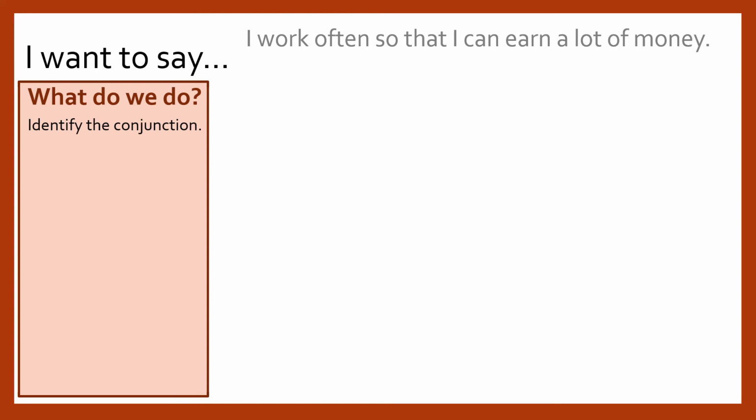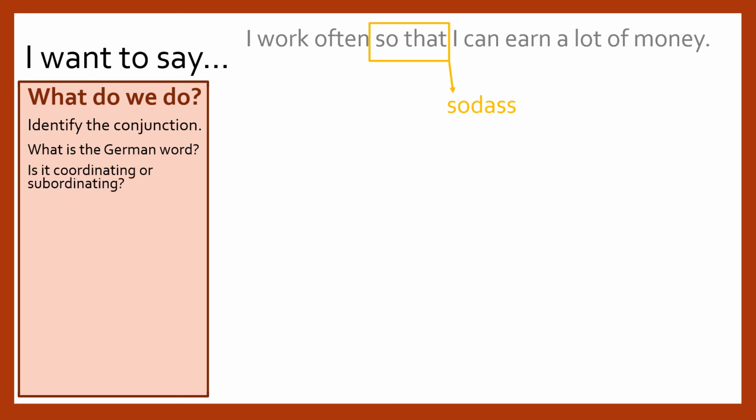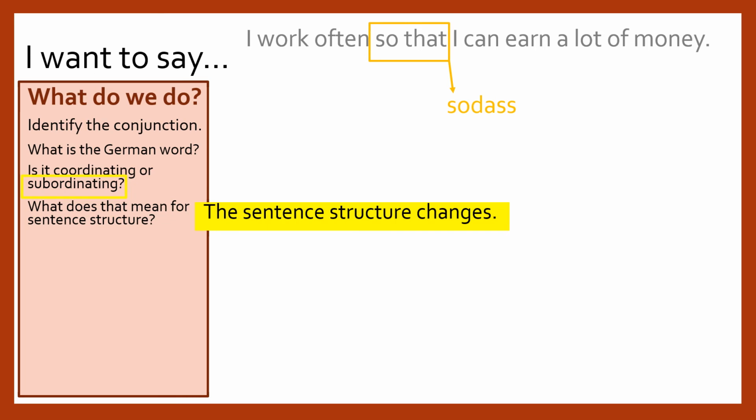So we need to identify the conjunction. We have "so that." What is the German word for that? So dass. And is it coordinating or subordinating? This one is actually subordinating. So what does that mean for sentence structure? That means that the sentence structure does change. So this process is going to be a little bit more complicated than the coordinating conjunction was.